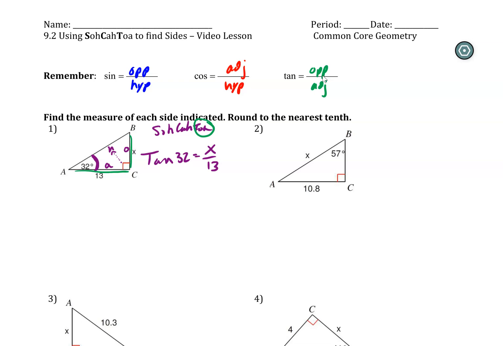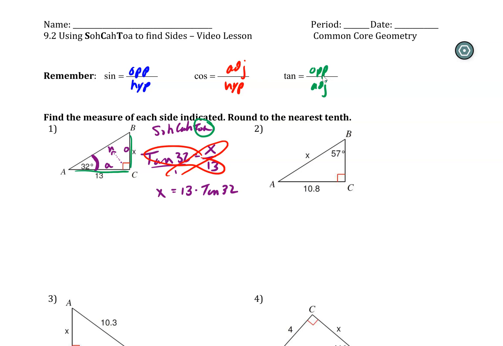Tangent of 32 is a value. It does have an answer, a decimal, and it's not a nice one, so we're just going to keep it in that form until the very end. If I put this over 1, because any number over 1 can be made into a fraction, I can cross multiply. That gives me x times 1, which is just x, and that equals 13 times the tangent of 32.